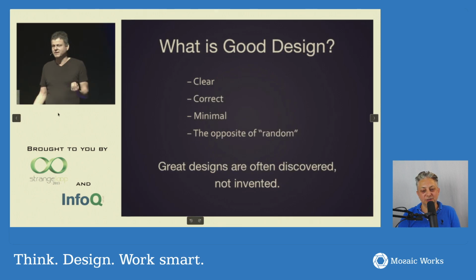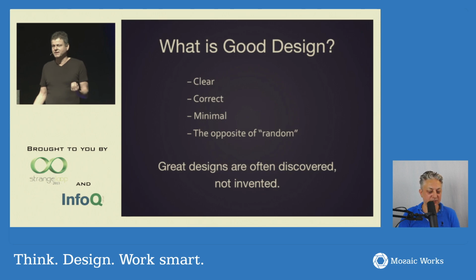And then he goes into talking about what is good design. Clear, I agree with this. Correct, yes. But there are different ways of obtaining correctness. One of that is tests and test-driven development. One of it is through guidelines, constraints, code reviews. And another one is through strong types. And then the next one, minimal. Yes, fully agree. The opposite of random. I like this very much.